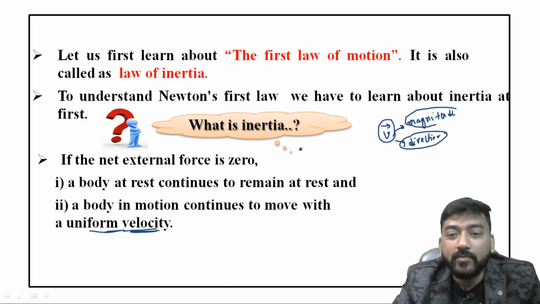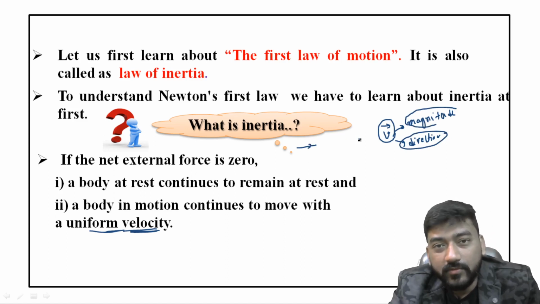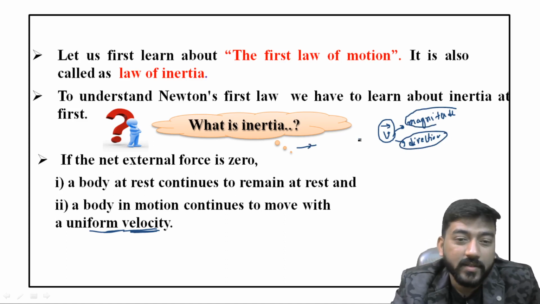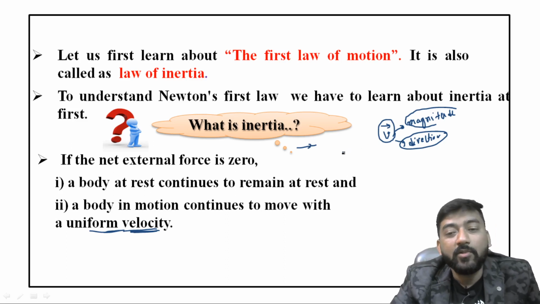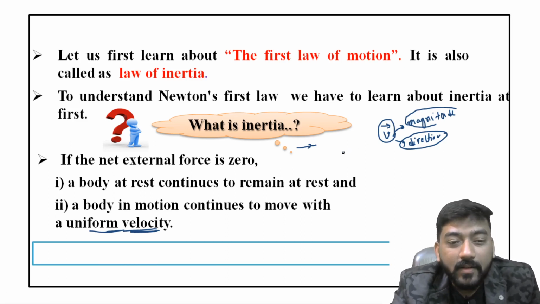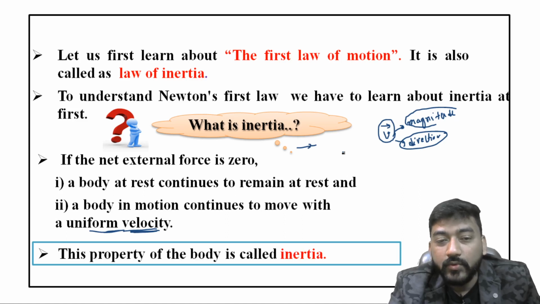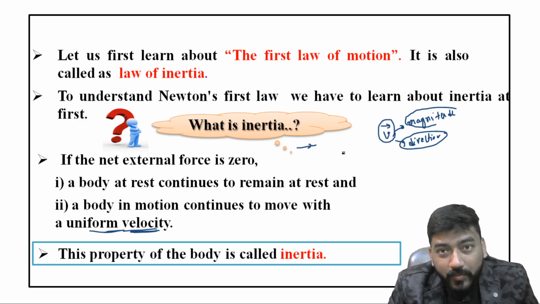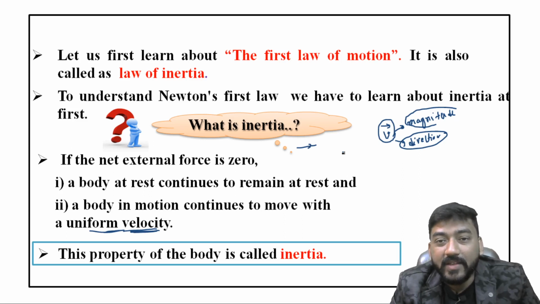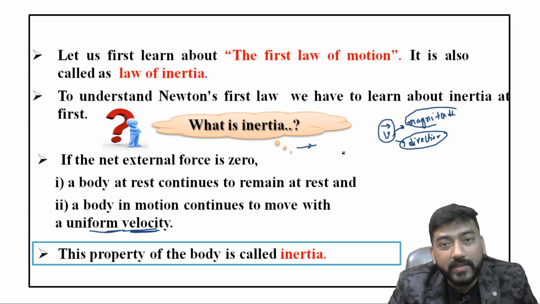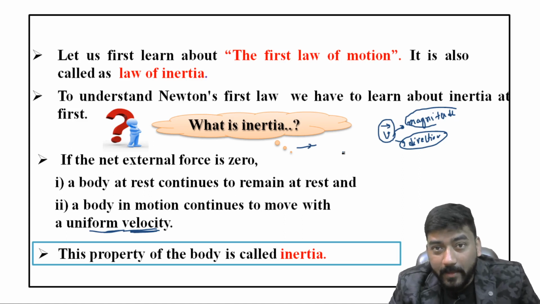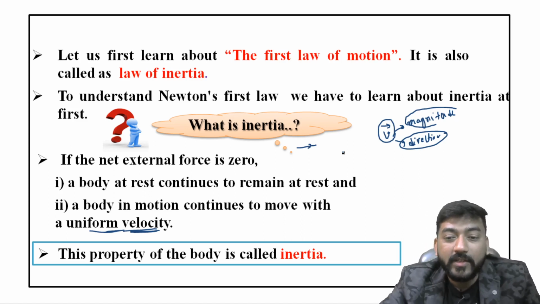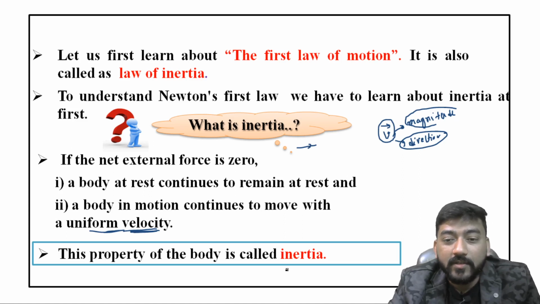So if an object is moving in a straight line, then it will continue to do so if the external force is zero, if there is no external force. And if an object is at rest, then obviously it will remain at rest. This property, due to which an object wants to persist in its initial state of motion, whether it is rest or motion, is actually called inertia.